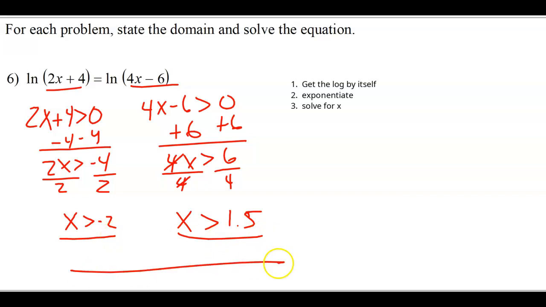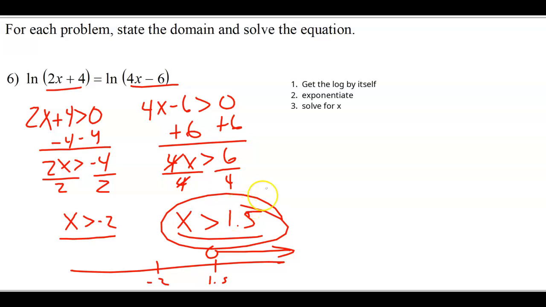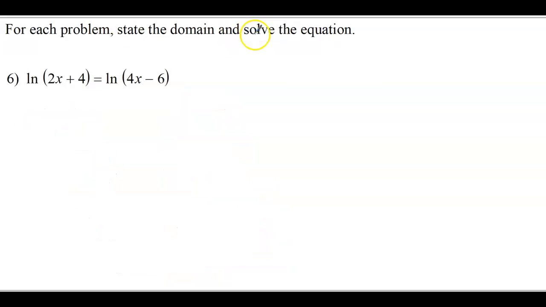Now, if you think of a number line, -2 is over here. 1.5 would be somewhere to the right of that, right? So we need to pick numbers that are bigger than both of those. So long as it's bigger than 1.5, we're in good shape. So long as my answer is bigger than 1.5, that's an answer I will keep. But if I get an answer that's less than 1.5, then we're going to have to throw it out and call it an extraneous solution. So I'm just going to put that up here.